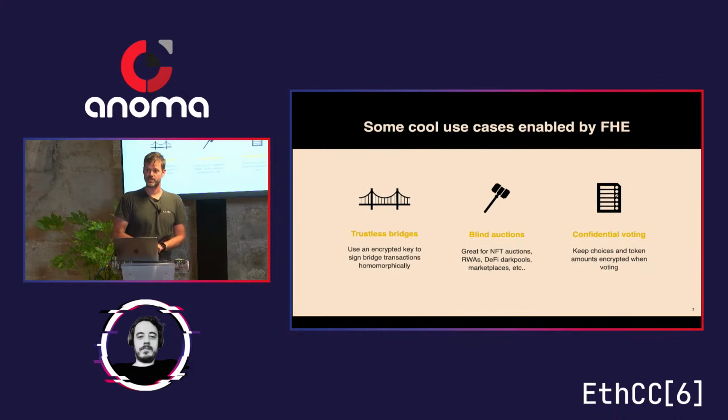Some of the use cases we can imagine with this: we can build trustless bridges in the sense that we can take the signature key, encrypt it, put it on chain, and then homomorphically generate the signature. In other words, we can have a smart contract that will generate the signature. We can build blind auctions where we don't have to leak any information besides the final winner of the auction. No one gets to see the individual bids because they're all encrypted. You just get to see the final result. And you can do voting where you don't have to reveal how much you're staking or how much you're bidding for a particular vote.